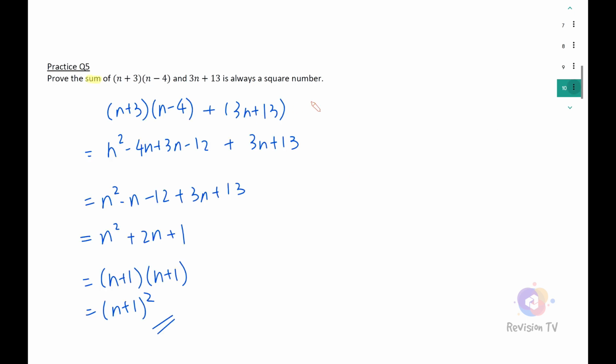First of all, to show it's a square number means something squared. For example, 81 is a square number because it equals 9 squared, and 100 is a square number because it equals 10 squared. So you want to prove the sum is a square number. Sum means you add these two terms together. That's one term because they're multiplied, and that's the second term. Before you add them up, you have to expand the bracket into n squared minus n minus 12. Then when you add the 3n plus 13, you should be able to simplify it into n squared plus 2n plus 1 and factorize it. You get (n plus 1) whole thing squared. That's a square number.